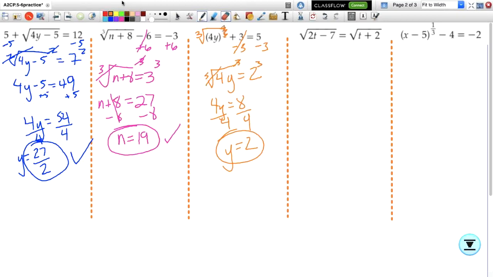Only 2 left. Let's take a look at the next one. I notice that it has a root on both sides and that the roots are totally alone. There's nothing going on the outside of them. So my first step is going to be to raise it to the 2nd power.